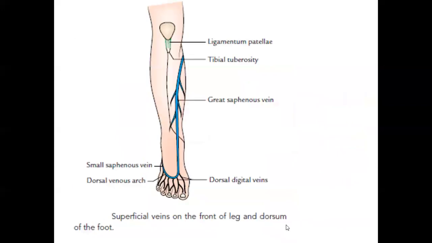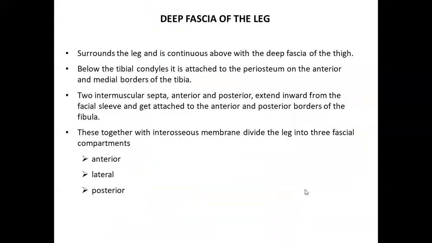Okay. Now, talking about the deep fascia of the leg, as we have seen the deep fascia everywhere in the thigh, the deep fascia encloses the leg. It is very strong and it encloses it like a tight sleeve. Below the condyles, it is attached to the periosteum on the anterior and the medial border of the tibia.